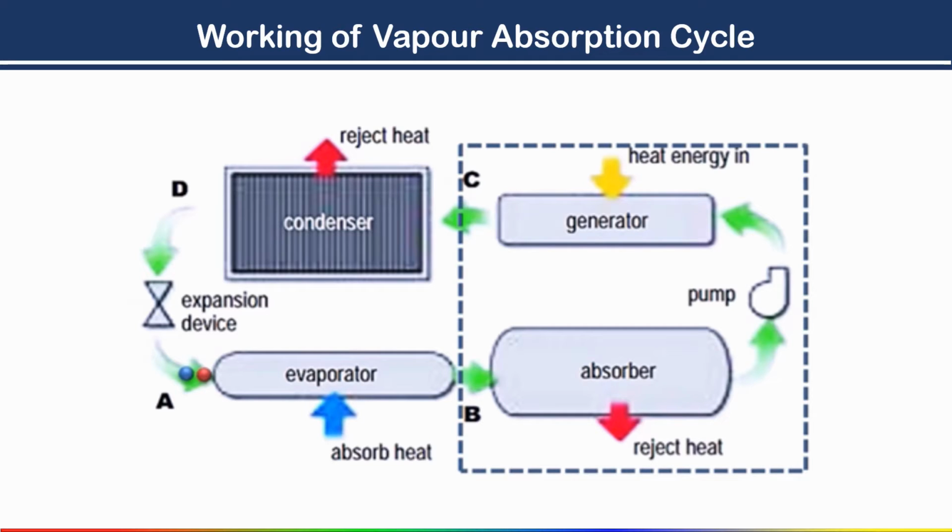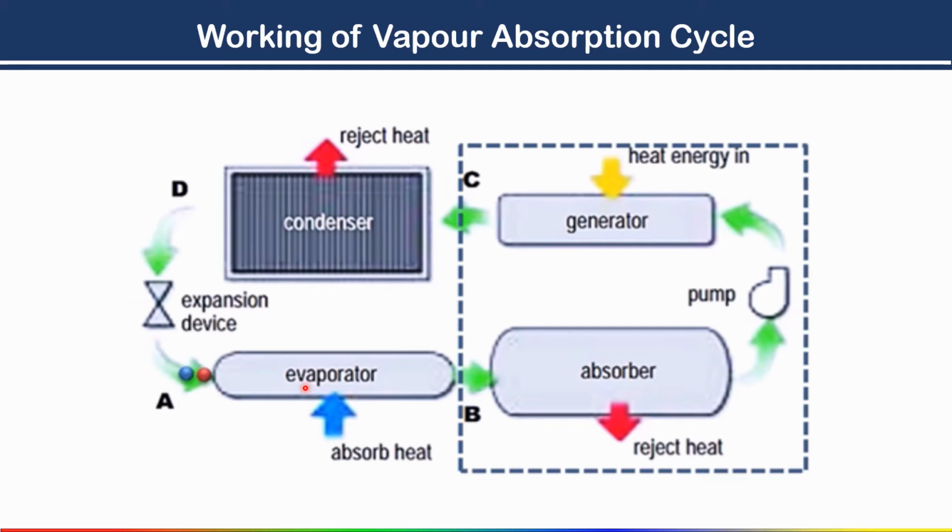Remember here that in the vapor absorption cycle, lithium bromide is used as the absorbent and water is used as the refrigerant. Suppose you are using ammonia and water, then water is used as the absorbent and ammonia is used as the refrigerant. But remember, the affinity between lithium bromide and water is best, so generally we use lithium bromide. So if you are using lithium bromide, it is used as the absorbent and water is used as the refrigerant.